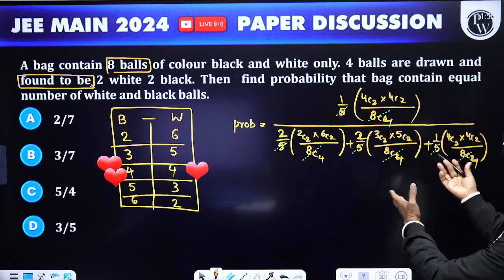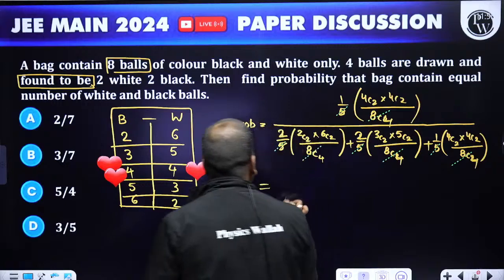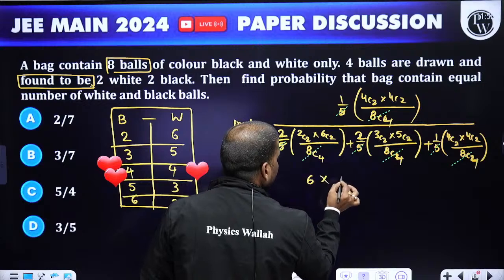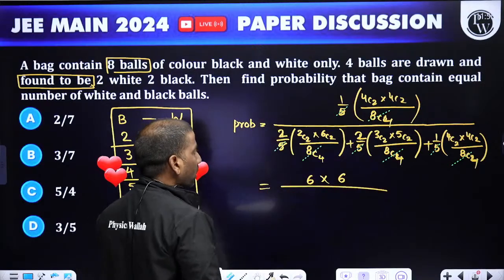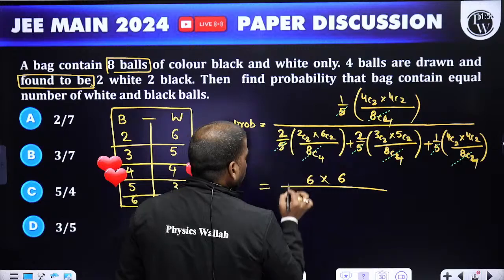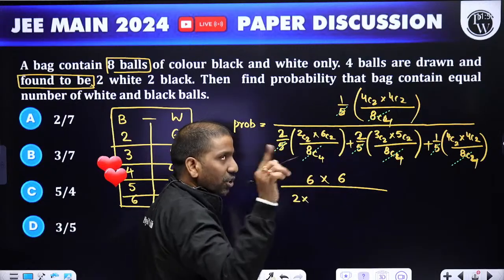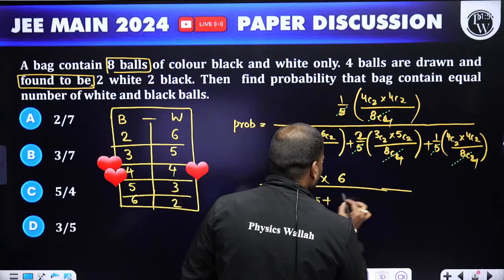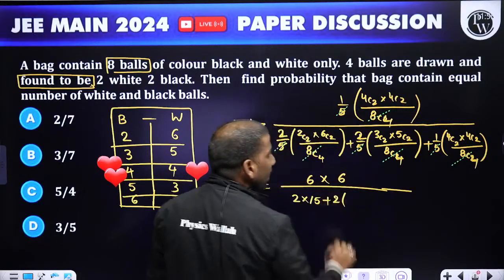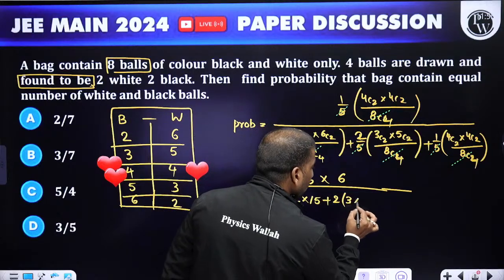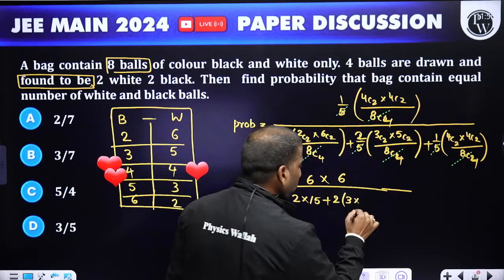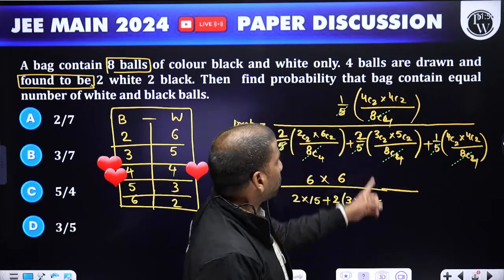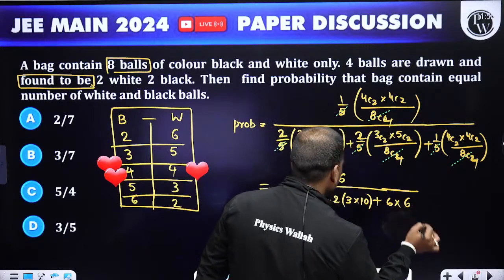Now what we have is just simple things. 4C2, what is 4C2? 4 into 3 by 2, so 12 by 2, 6. Here 6 times 6. Coming to the denominator, 2 is also there. 2C2, 6C2, 6 into 5, 30, 30 by 2, 15. Plus 2 times 3C2, which means 3. 5C2, 5 into 4 by 2, 20 by 2, 10. Plus 4C2, just now we have written 6 into 6.